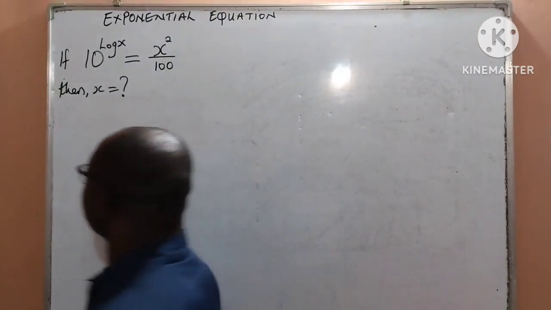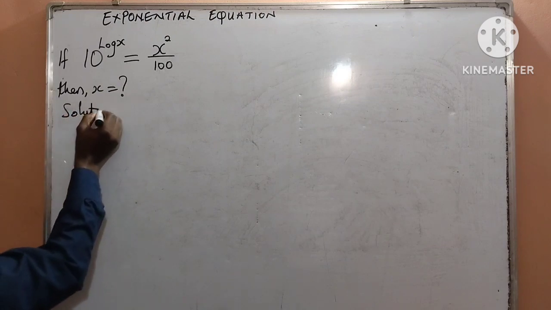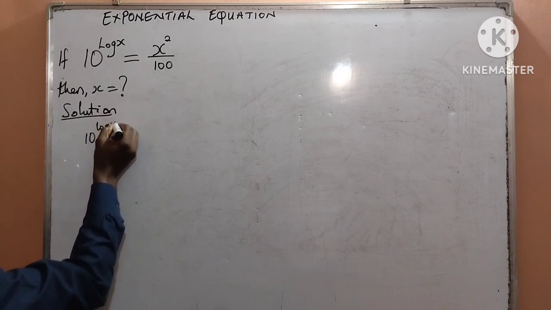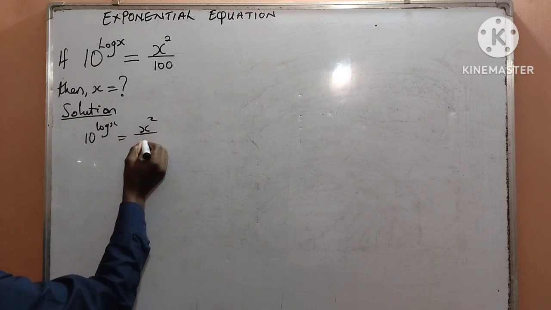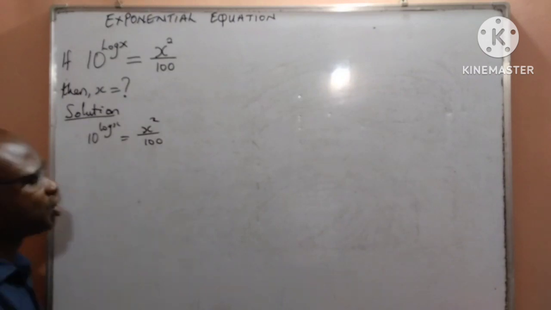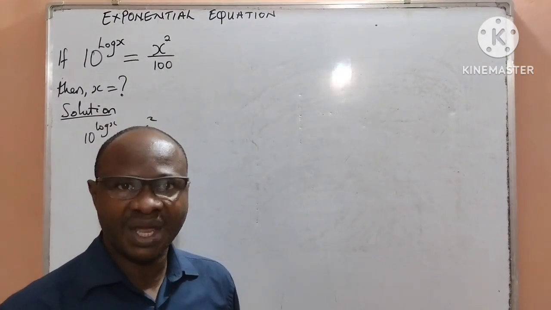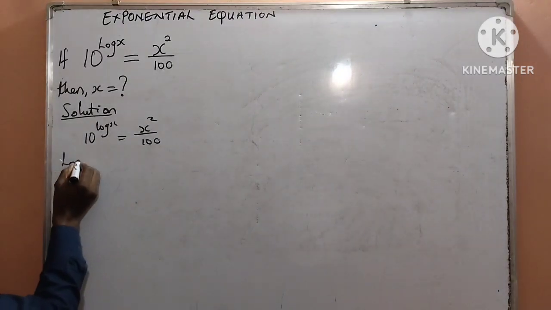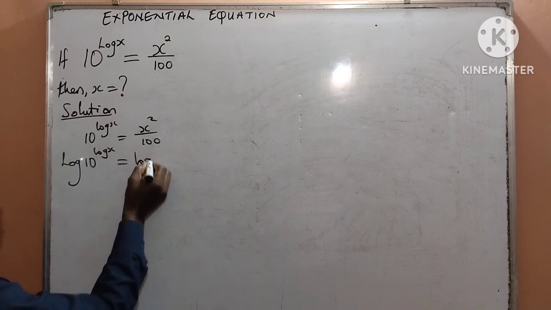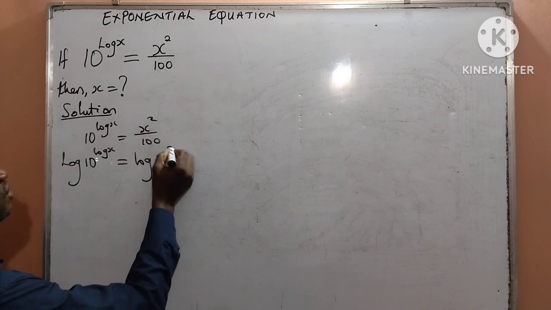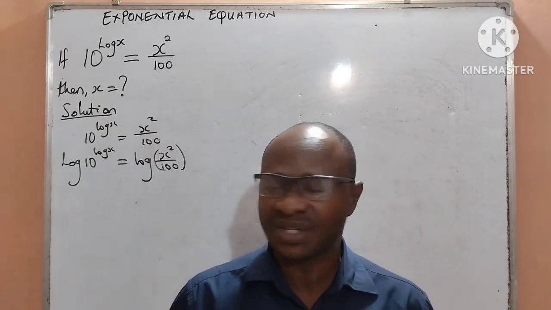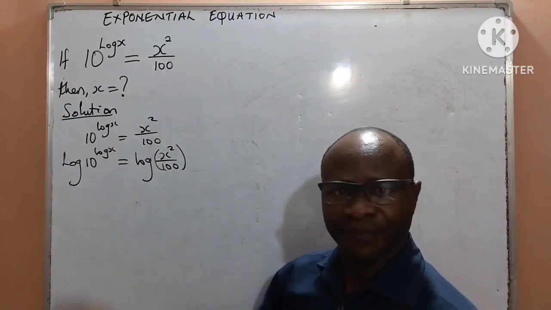Let's dive in. Solution to this question. We are given to solve 10 raised to the power the logarithm of x equal to x raised to the power 2 all over 100. The first thing that I will do to this question is to apply logarithms to both sides. And when that happens, I will have by the left the logarithm of 10 raised to the power the log of x equal to, by the right hand side, the logarithm of x raised to the power 2 all over 100.